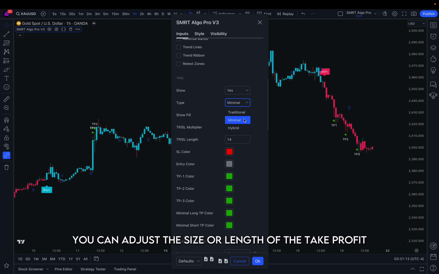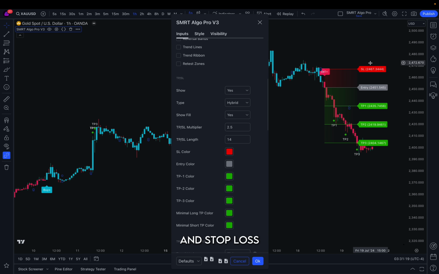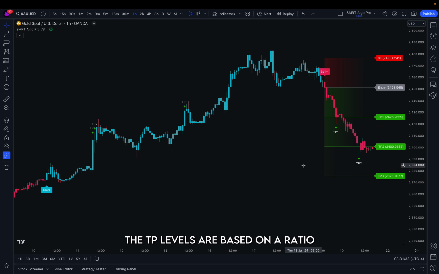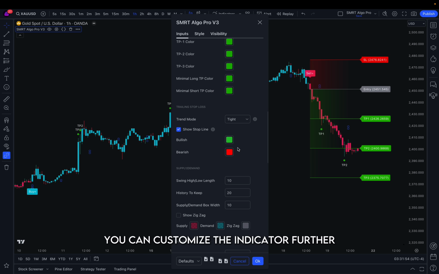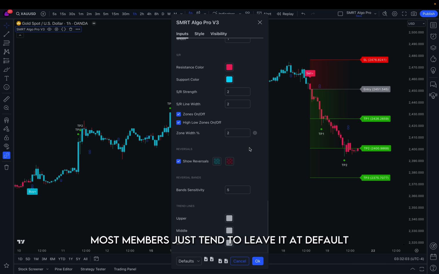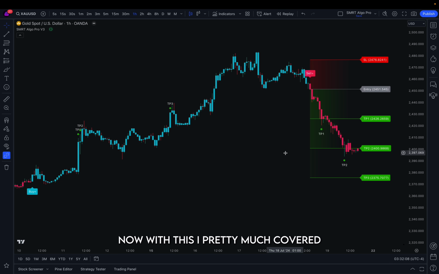You can adjust the size or length of the take profit and stop loss by adjusting the value here. For example, if I adjust it to 4, it will increase the size of the stop loss as well as take profit levels. The TP levels are based on a ratio. For example, TP1 is based on a 1-to-1 risk to reward ratio with the stop loss. TP2 is 1-to-2, and TP3 is a 1-to-3 RR. You can customize the indicator further by scrolling down and viewing the extra settings. Most members just tend to leave it at default. Now with this, I've pretty much covered all of the features of the SMRT Algo Pro V3.